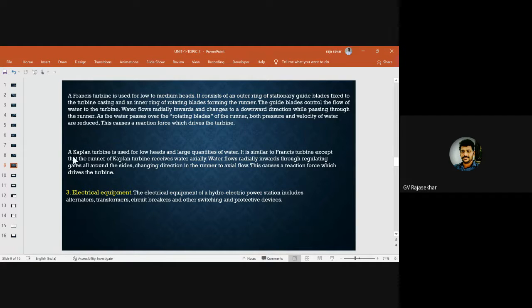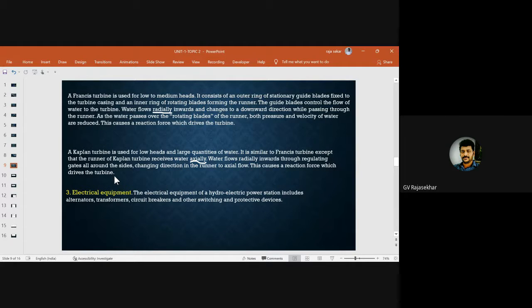And coming to Kaplan turbine, it is used for low heads and large quantities of water. It is similar to Francis turbine except that the runner of the Kaplan turbine receives water axially. So here axially and here radially. So these points you have to remember. One is radial, one is axial. When there is a chance for you to catch the water axially, you go for Kaplan turbine. And if the radial flow is there, then you go for Francis turbine.